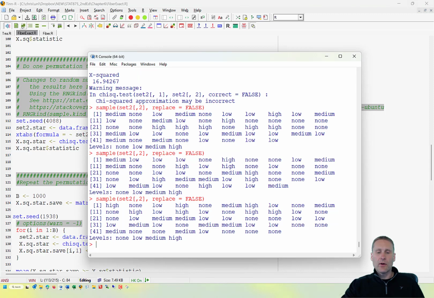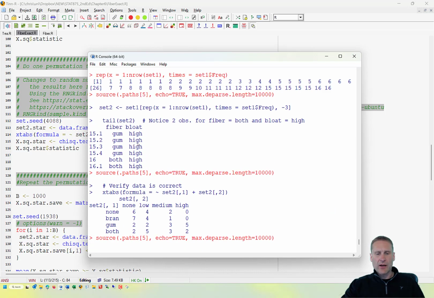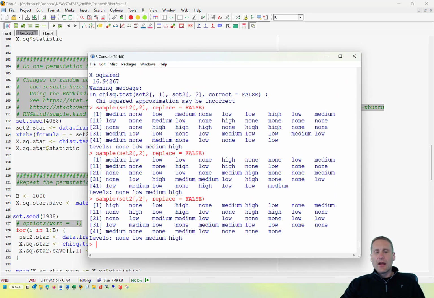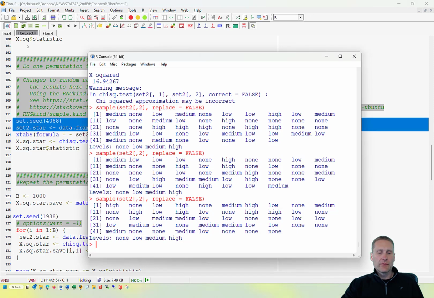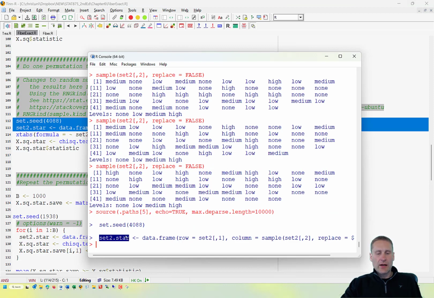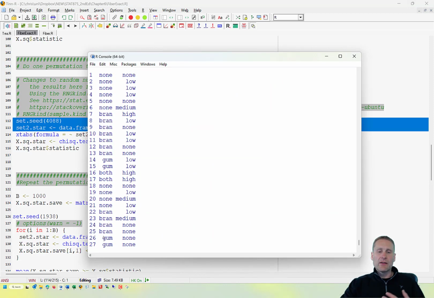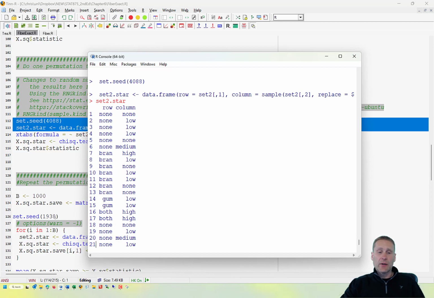Another one, another one. Let me just come back up here. Yeah, that's right. So we can see this is how we can permute the column numbers or the column level names. Basically, it's going to mean the same thing for us. Okay, so if I put the original row numbers with the permuted column numbers, here's what we have. And so set2.star essentially is one permutation of my data.